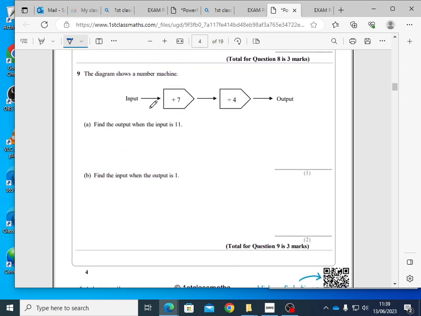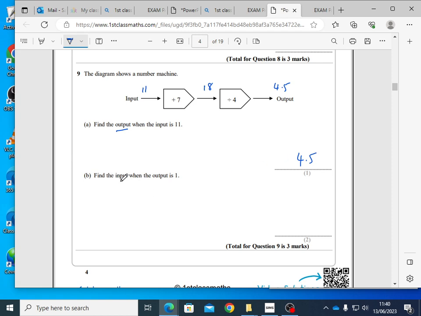Number machines. So input goes in, add 7, this comes out, then goes into this machine, divided by 4, and the output comes out. It tells you to find the output when the input is 11. So 11 goes in, plus 7, 18 comes out. 18 divided by 4. Just do that on your calculator. You're not going to get an integer value. It's going to be 4.5.